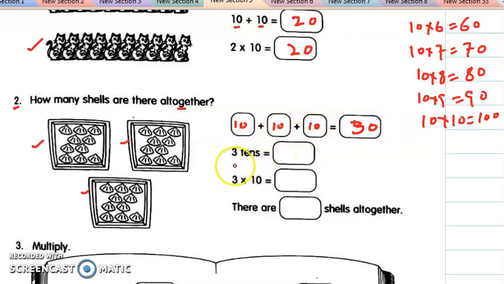10 plus 10 plus 10 can be written in another way as 3 tens. 3 tens will be 30. Or 3 times 10, it's 30. So there are 30 shells altogether.